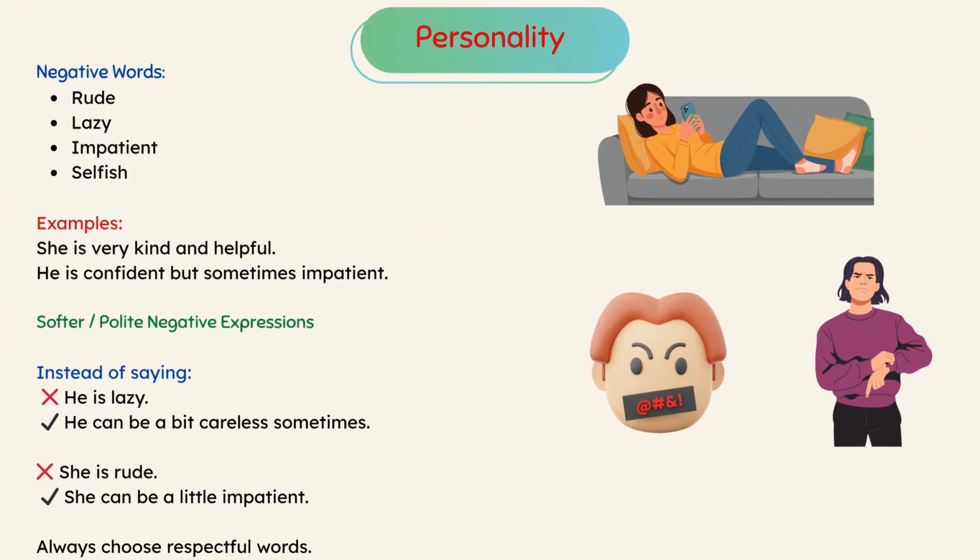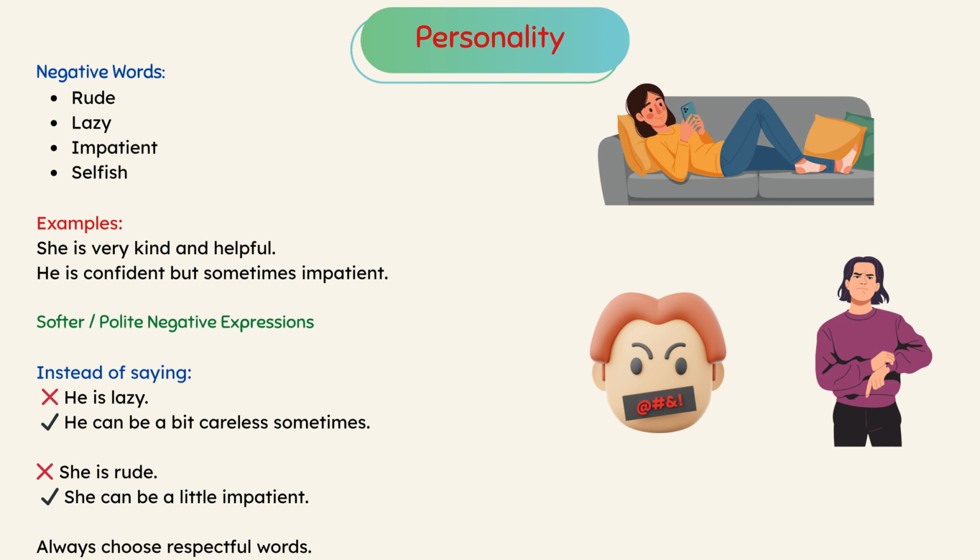Next, let's look at some negative personality words. Some common examples are rude, lazy, impatient, and selfish. Let's see a few example sentences. She is very kind and helpful. He is confident, but sometimes impatient.